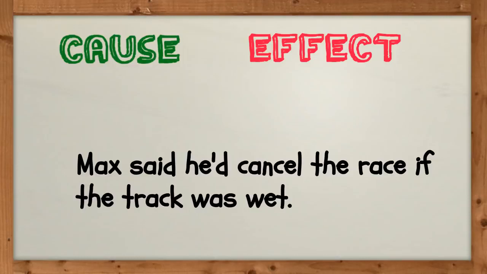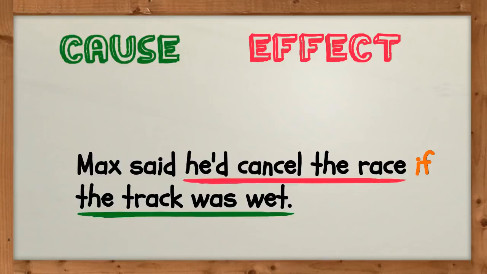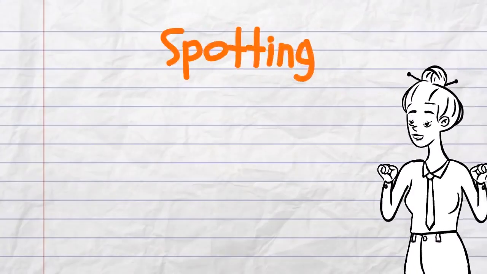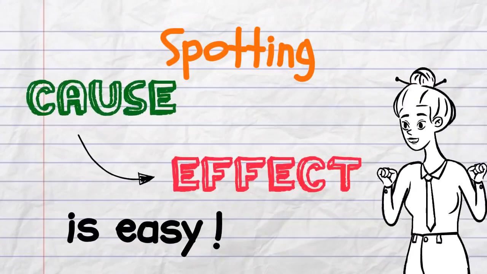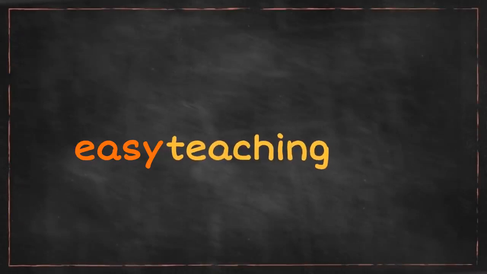Max said he'd cancel the race if the track was wet. The word if signals cause and effect. This is the cause and this is the effect. Spotting cause and effect is easy. easyteaching.net.